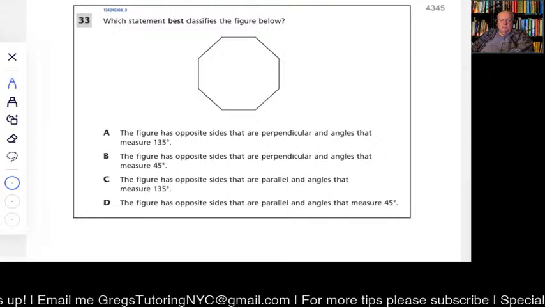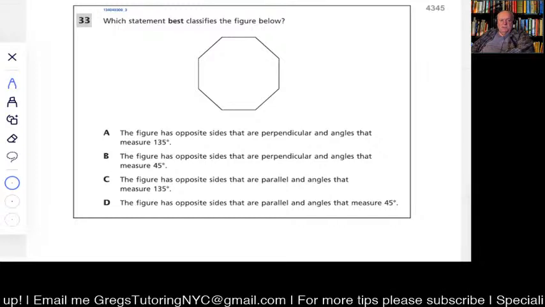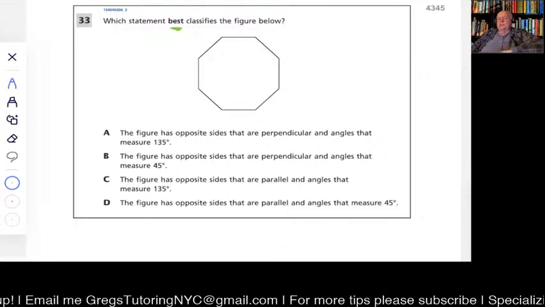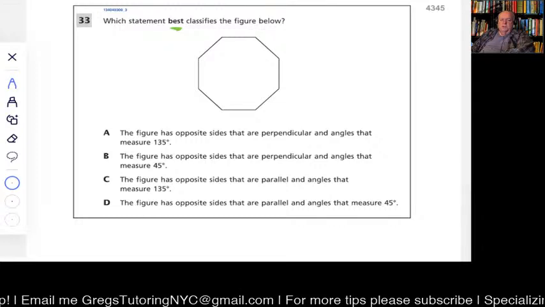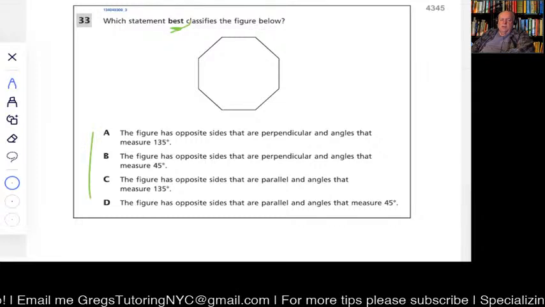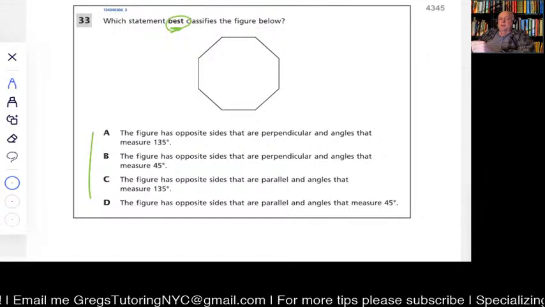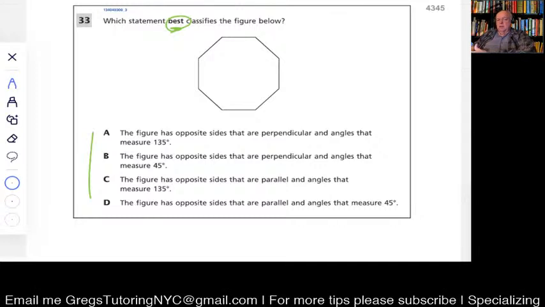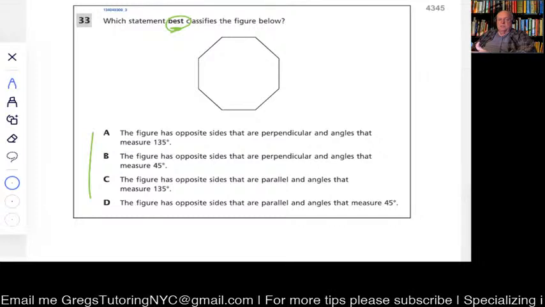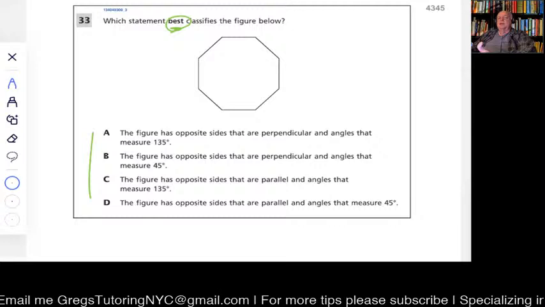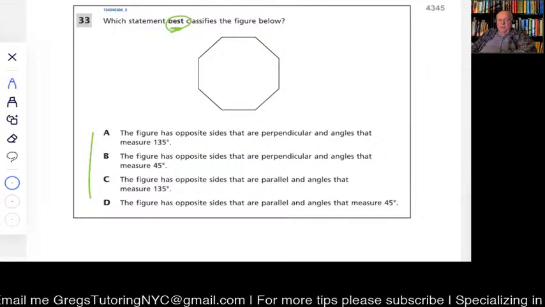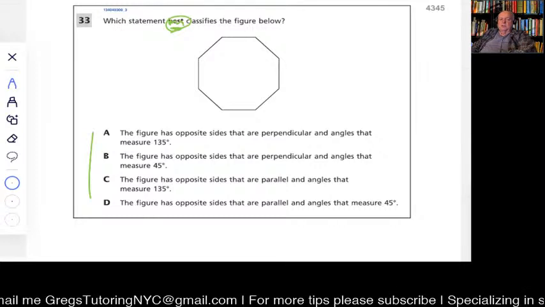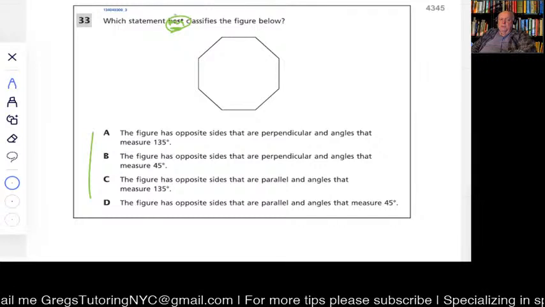Which statement best classifies the figure below? So this is math, and this is the state test, and they're giving you 4 choices over here. This notion of "best" is a weird one, because they're only looking for one answer. On a multiple choice test, if it's written properly and has been vetted, which means they've run it through different ways to approach it, there's only one answer. So we can almost ignore this word, because the question is really: which statement classifies the figure below? These are kind of distractor words.